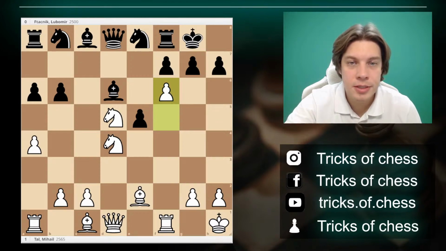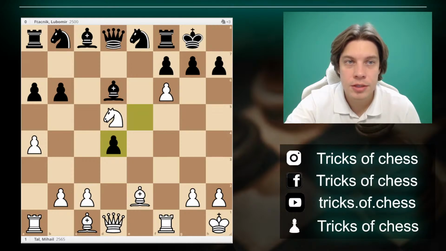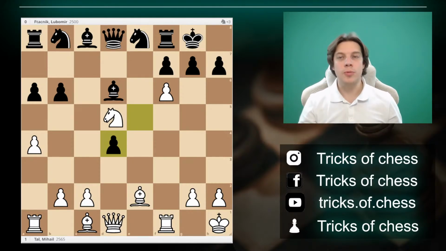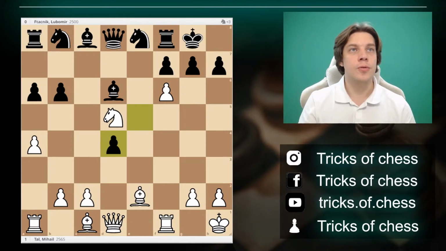So what happened in the game? It takes d4. Now, what's your opinion? How would you continue? Because in this position, Mikhail Tal didn't play the best move. He played the second best move, allowing black to save the position. But there was a winning move. So what would you do if you were white?